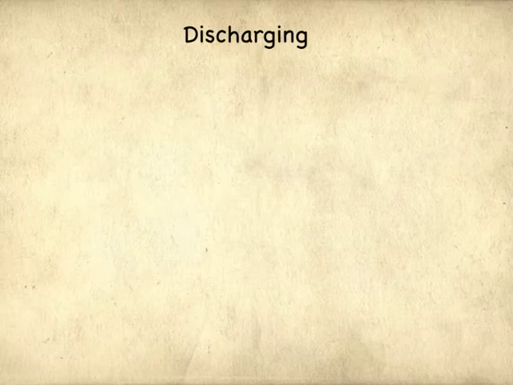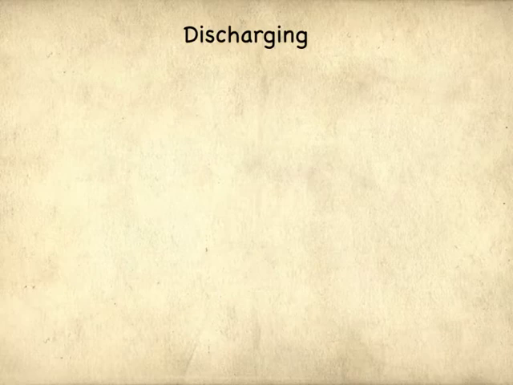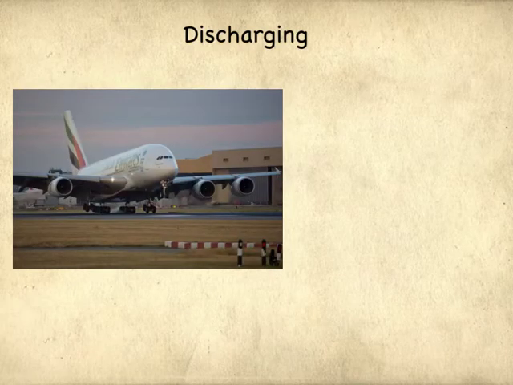Now, planes become discharged when they come into land. So what we can see in this picture is as the plane lands, the wheels come into contact with the ground. Now what happens is all the electrons all over the plane can actually be discharged through the very special rubber that will remove those electrons. This reduces the amount of static electricity that the plane actually has.